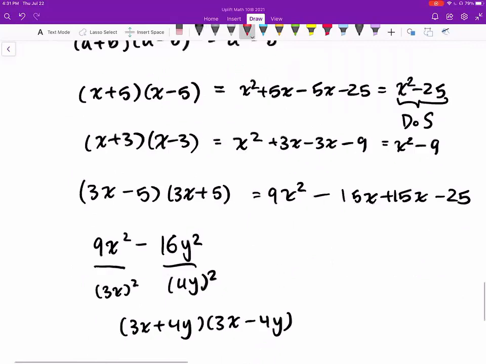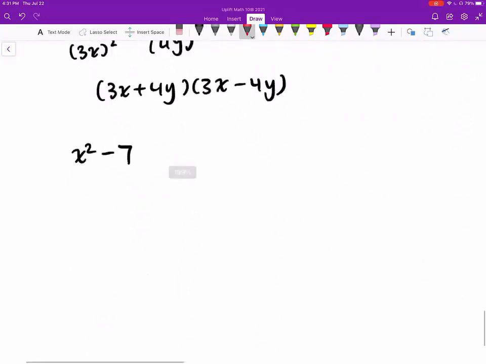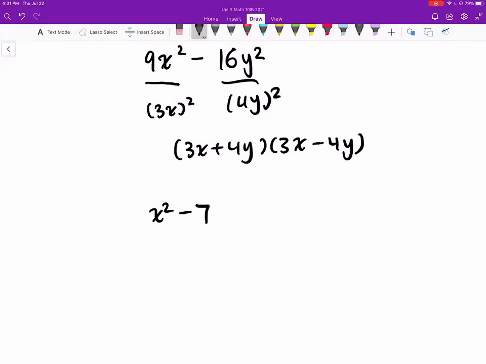Yeah, Edward, you're correct. So how we know that this is not a difference of squares is we see that the second term is not a square. There is no integer value that will give you 7 when it's multiplied by itself. x minus root 7, yeah. We wish we could do that, but unfortunately they have to be integers.